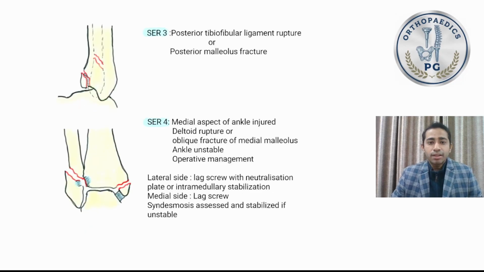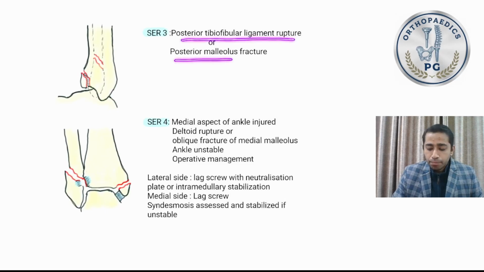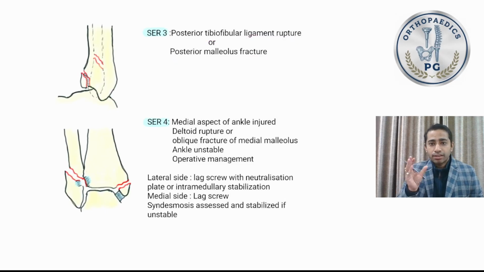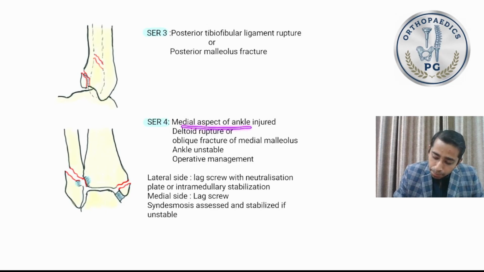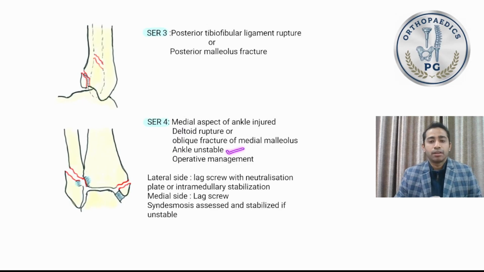Coming to the third stage, there is a posterior tibiofibular ligament rupture or a posterior malleolus fracture. So as the external rotation progresses, it goes posteriorly and there is either a posterior tibiofibular ligament rupture or a posterior malleolus fracture. And in the fourth stage, the medial aspect of the ankle is injured, which may involve a deltoid rupture or an oblique fracture of the medial malleolus, making the ankle unstable. So the ankle becomes unstable, and this stage requires an operative management.